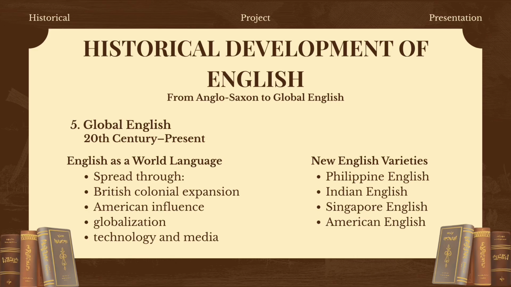Okay? So meron din tayong new English varieties as English spread to different regions. Of course, nagkakaroon ng varieties that develop based on the local cultures and languages. So example, meron tayong Philippine English, Indian English, Singapore English. Ito yung Singaporean English. But anyway, American English as well. So itong mga varieties na to, it shows that English is a living language that continues to change depending on the experiences and needs of its speakers.